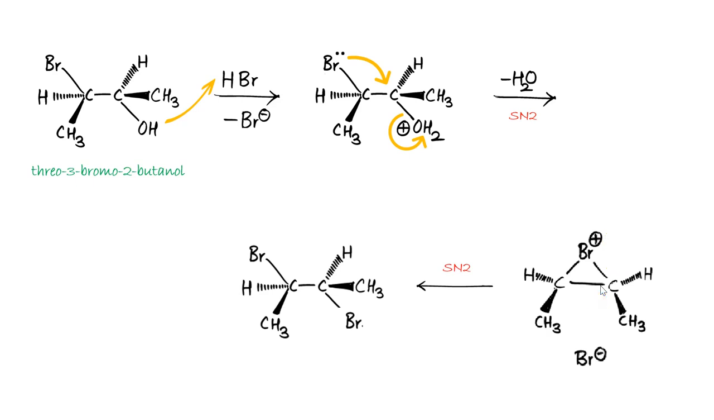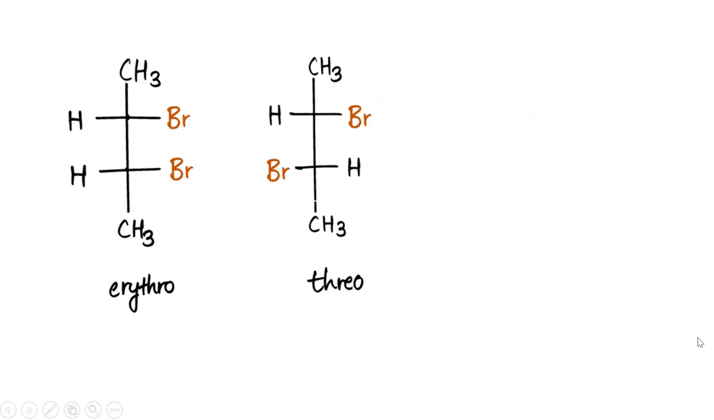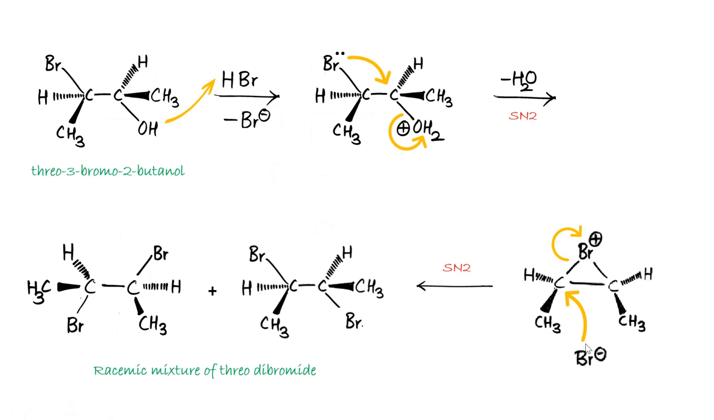If this Br minus attacks this carbon, then the electron pair from this carbon-bromine bond will shift onto this bromine and you will get a second product. Now, these two products are a racemic mixture of threo dibromides. You can see the basic difference between erythro and threo is that in a Fischer projection formula, when the same groups are present on the same side, we call it erythro, and when the same groups are present on different sides, we call it threo. Now, it gives you an equimolar mixture of RR and SS enantiomers.